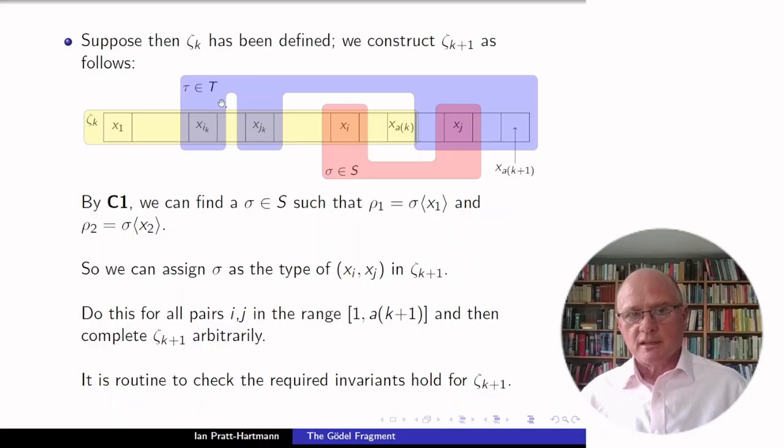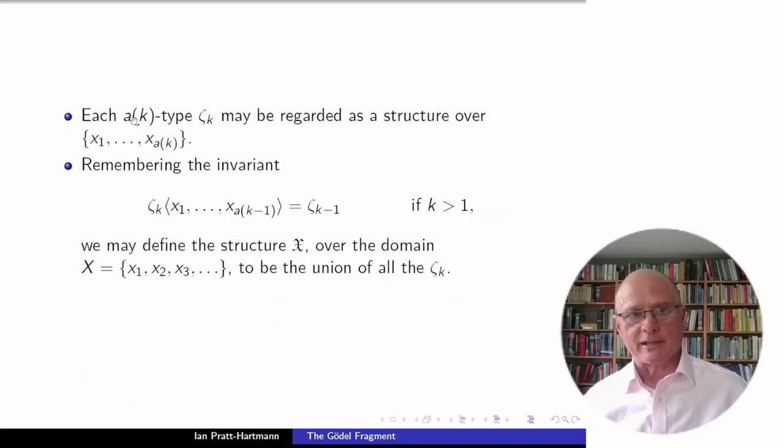So we've assigned this n-type, the blue material, and for each pair of variables where the 2-type hasn't yet been defined, we'll assign a 2-type using the certificates in the way I just described, and that 2-type will always be in S. And in that way we've constructed our new type zeta k plus 1. So this whole thing will be called zeta k plus 1. I've shown you how to construct zeta k plus 1, and it's routine to check that the required invariants hold. Okay, so now we can go on. Having constructed zeta k plus 1 from zeta k, we just keep going.